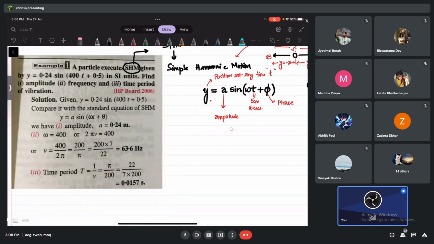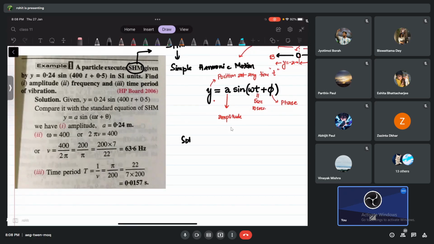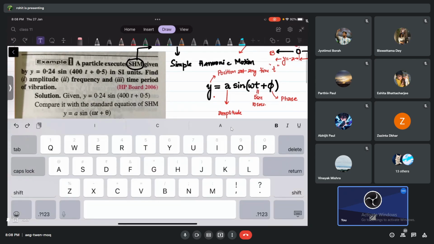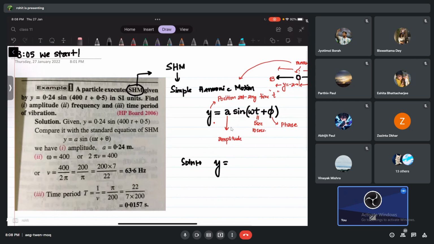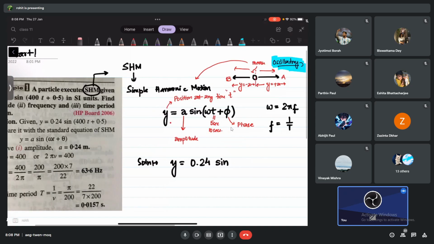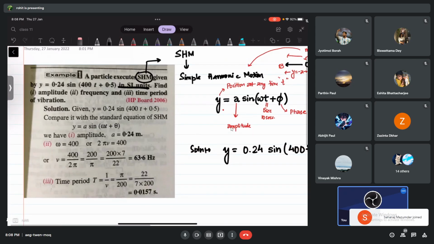So here the question says the position-time relation is given. Let me write it down. Solution: y equals 0.24 sine of, inside the bracket, 400 t plus 0.5, in SI units. SI units means y is position, so it is measured in meters. That is what they mean by SI units.